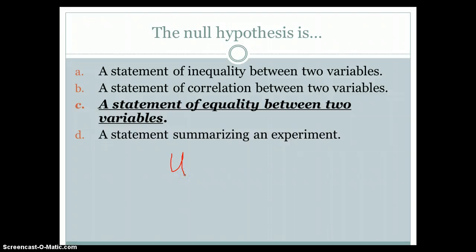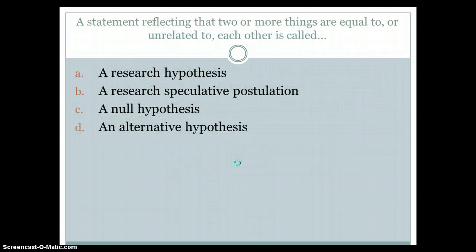Remember, sorry, I did that wrong. Population parameter equals the sample. Okay, how about this one? A statement reflecting that two or more things are equal to or unrelated to each other is called a research hypothesis, a research speculative postulation, a null hypothesis, or an alternative hypothesis. So what is a statement reflecting that two or more things are equal to or unrelated to each other? You ready? Well, it's the null hypothesis again, right? Because there's no difference.